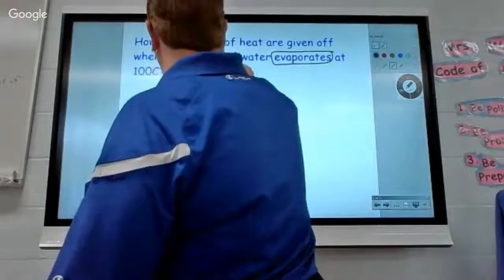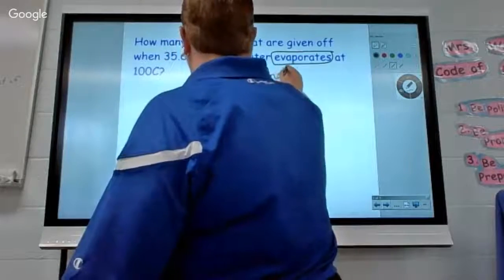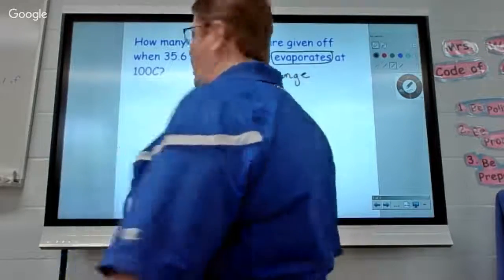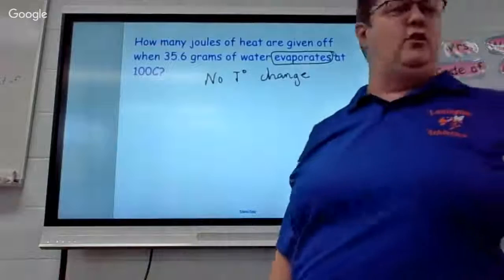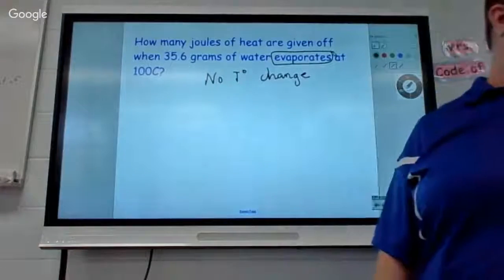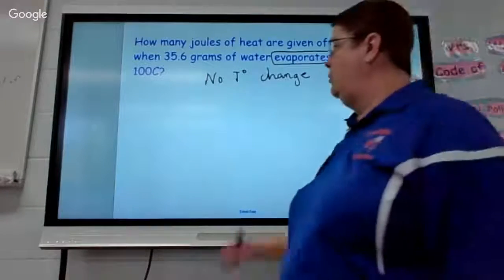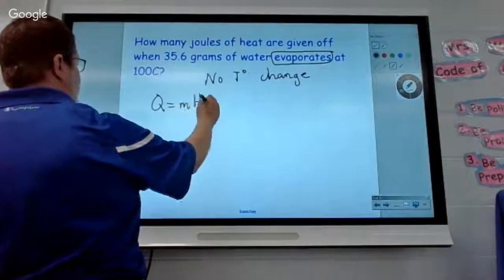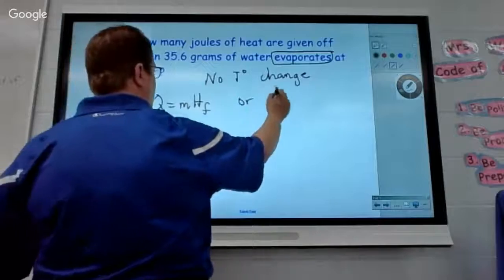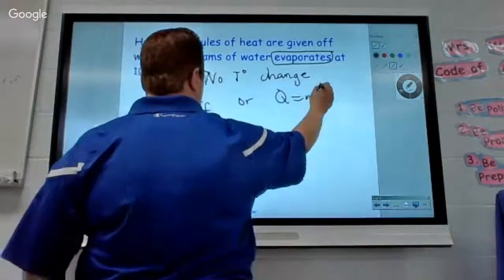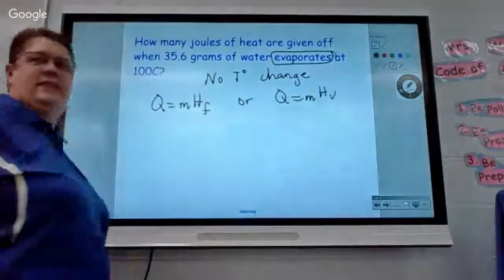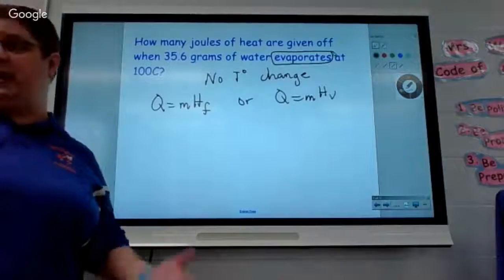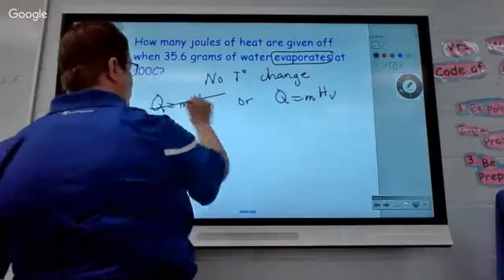So if there's no temperature change, that tells me I'm not using which formula? I'm not using specific heat. I'm not using that delta T formula. So I'm either using Q equals MHF like we just did, or I'm using Q equals MHV. Since it says evaporates, I'm using HV. So that one's out.